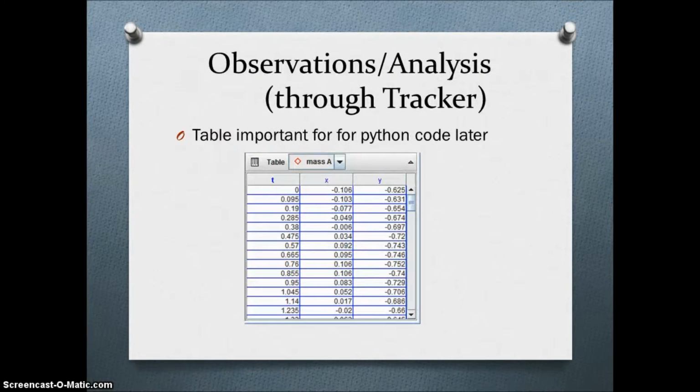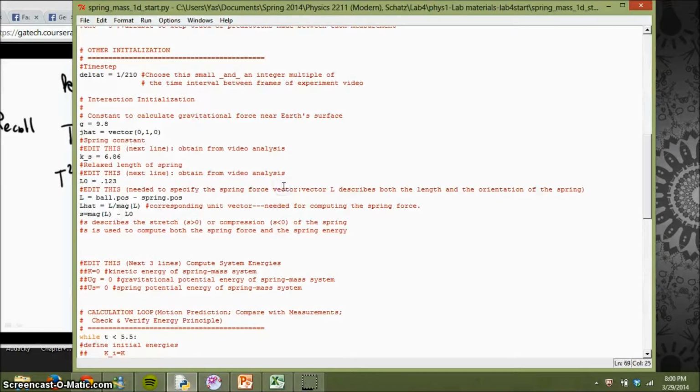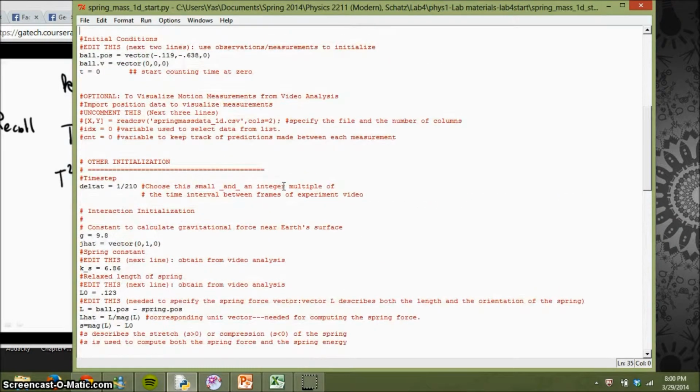We also need the table that we got in Tracker of its position versus time to create a CSV file. And then the CSV file will be extremely pivotal in our Python code later to compare our predictions of energy with what we had here. Now that we've run our video through Tracker, we can now make our Python code.